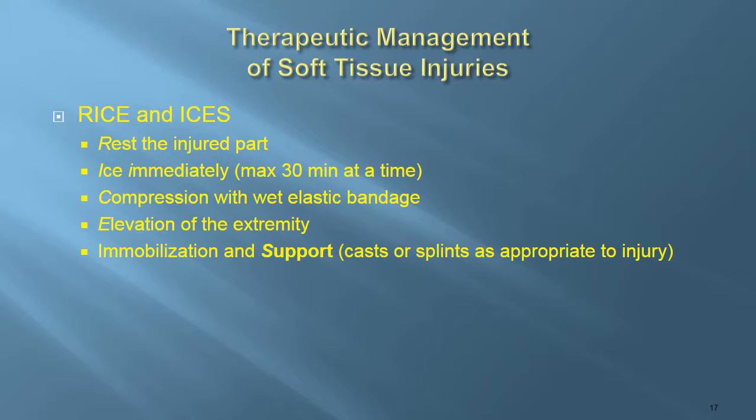RICE and ICES are acronyms for the therapeutic management of soft tissue injuries. The R stands for resting the injured part. The I stands for ice, immediately, for a maximum of 30 minutes at a time. The C is for compression with wet elastic bandage. E is for elevation of the extremity. When the S is added, it stands for support. So that might involve casts or splints, depending on the injury.